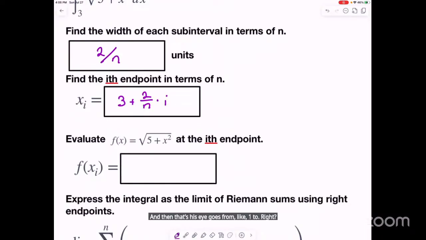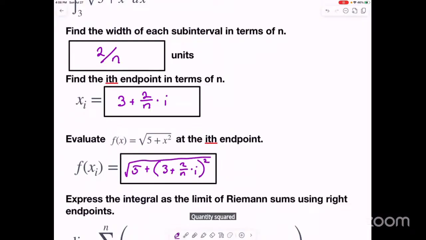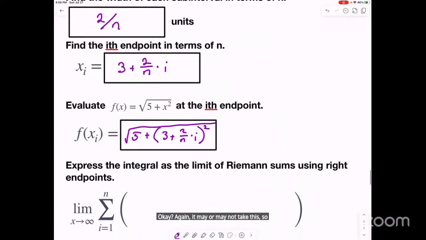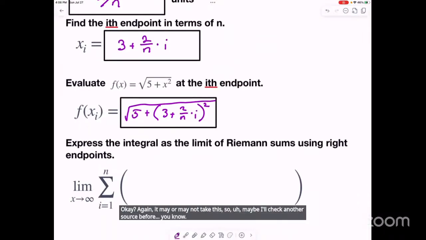So I'm not going to expand it, but if we did f of x sub i, that would be the square root of 5 plus this 3 plus 2 over n times i, quantity squared. All right, I'll just leave it like that. Again, it may or may not take this, so maybe I'll check another source before I release all this.